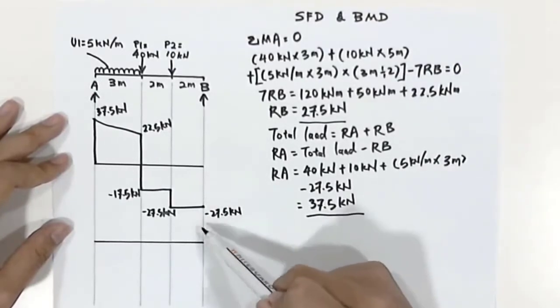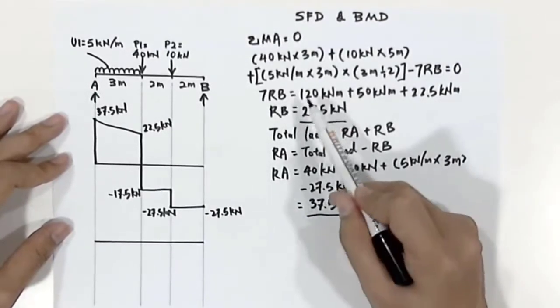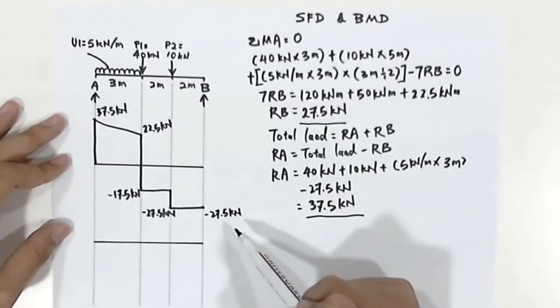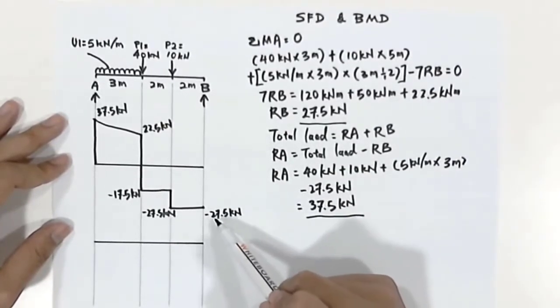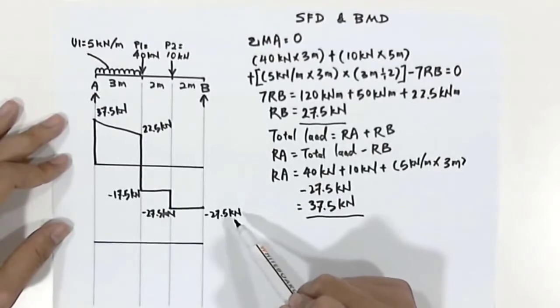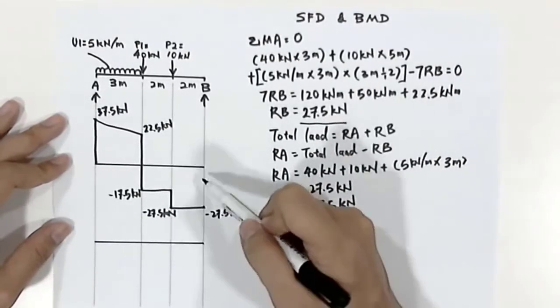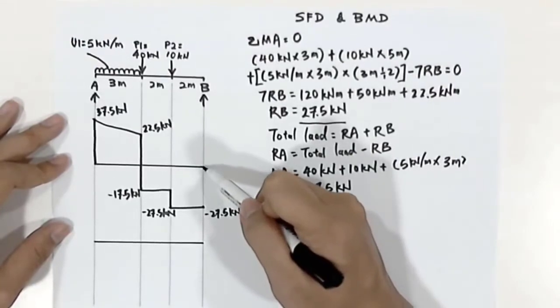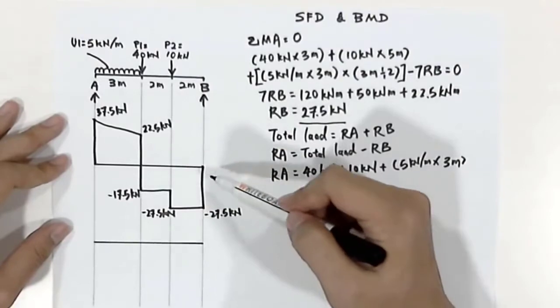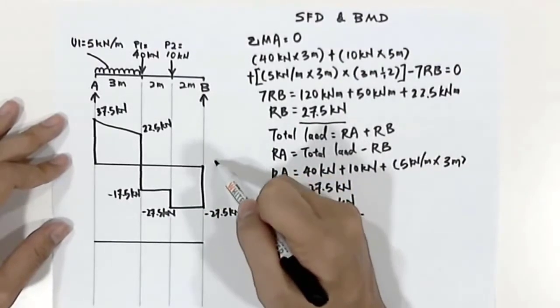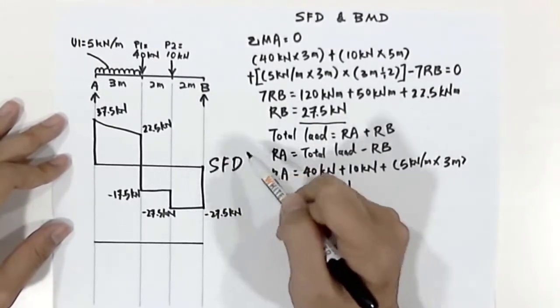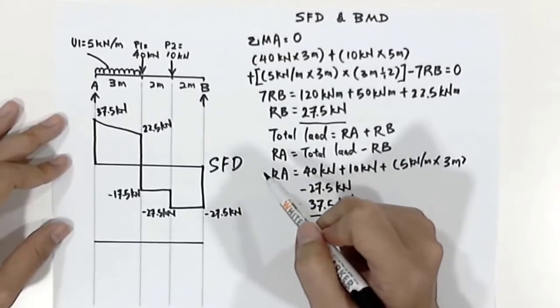At this point, we can double check whether our shear force diagram is correct or not by checking the last value with our RB. If you find that the last value, negative 27.5, is the same as RB, 27.5, that means the whole shear force diagram will go back to 0. If you can complete this, that means your shear force diagram is correct.